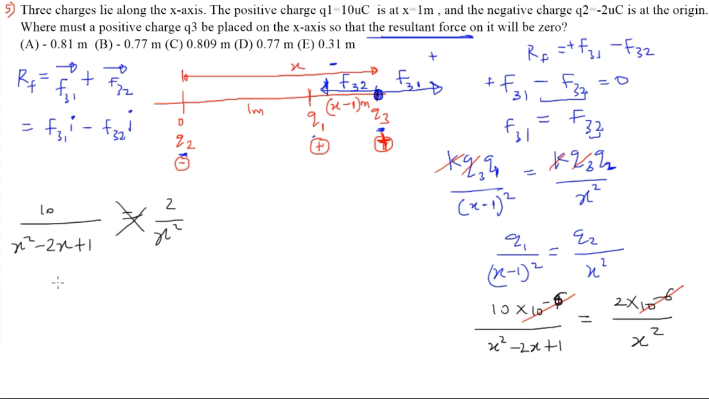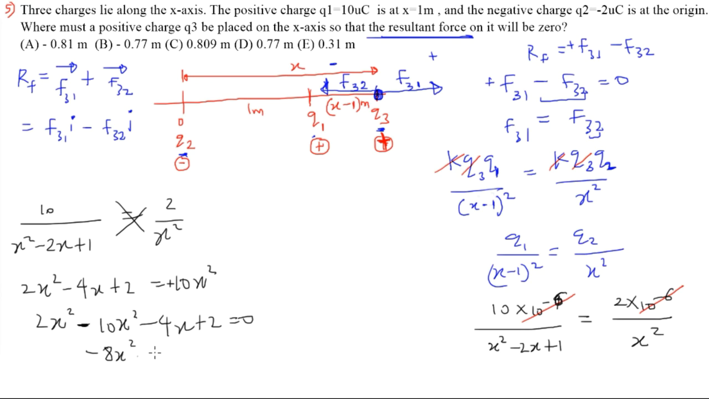If you cross multiply, you should have 2x squared minus 4x plus 2 equal to 10x squared. By taking 10x squared to the left hand side of the equation, whenever you transfer across the equal to sign, the sign changes. Because this is an invisible positive, when it comes to this side it becomes negative. So I'll have negative 8x squared minus 4x plus 2 equal to 0.